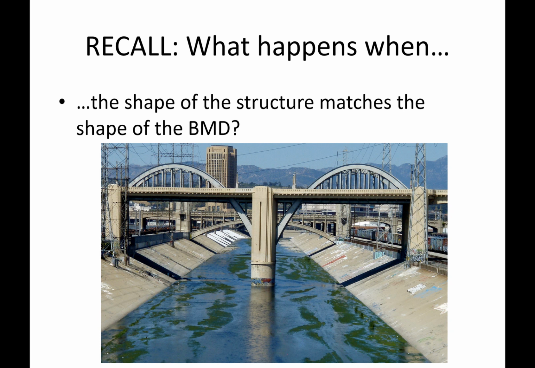This here is a bridge that used to exist in Los Angeles, and we chatted a bit about it when we covered this question, and its shape matches the shape of the bending moment diagram for that structure. When that is the case, then the structure either acts in tension or compression or both. There is very little bending in the structure itself.